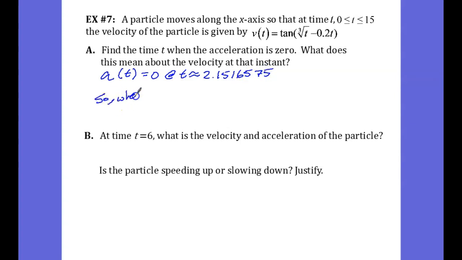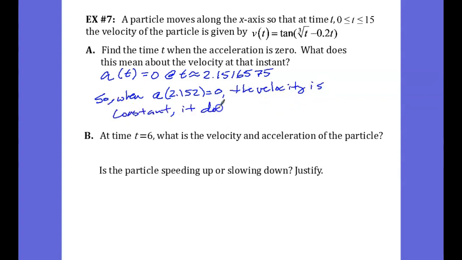Okay, so we have that acceleration is equal to 0 at t is approximately 2.1516575. So when a of 2.152 equals 0, the velocity is constant, which means that it does not change. Next, they ask us in part B at time t equals 6, what is the velocity and acceleration? Is the particle speeding up or slowing down?